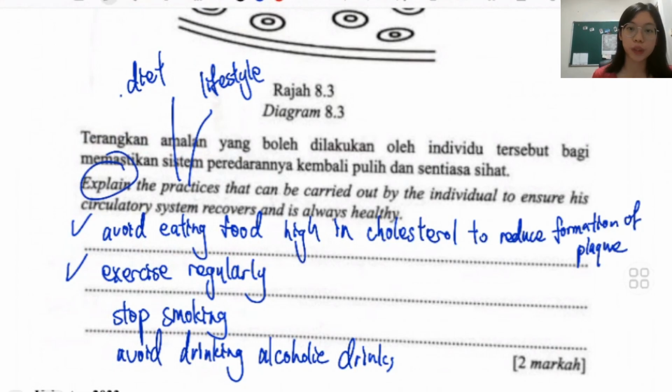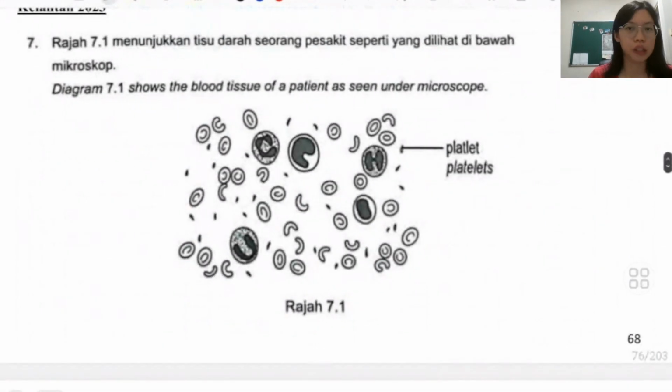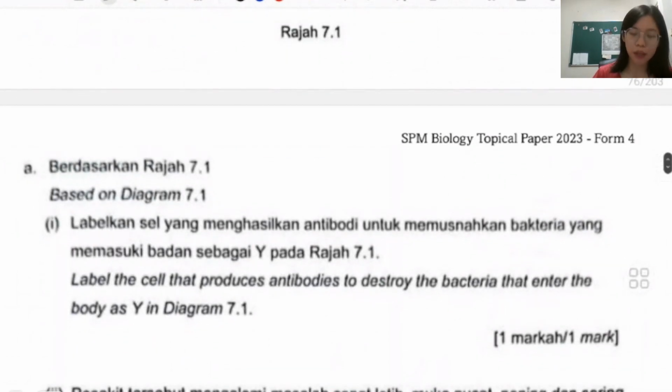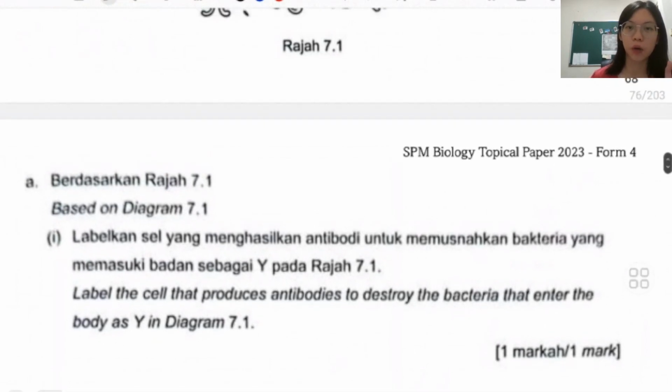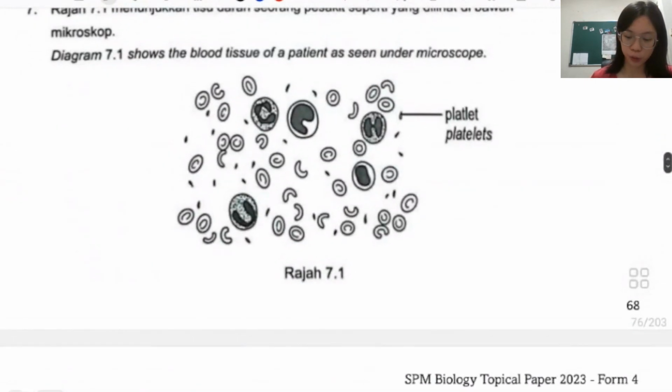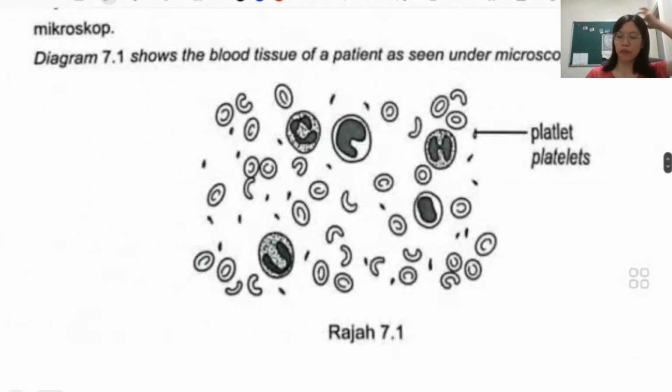Okay, moving on to the next one. Right here is the blood tissue of a patient that can be seen under the microscope. Label the cell that produces antibodies to destroy the bacteria that enters the body as Y in diagram 7.1. Basically, they want you to label the cell that produces antibodies. So it is definitely not the red blood cell. It is the white blood cell. So let's take a look. You can just straight out cancel the red blood cell.